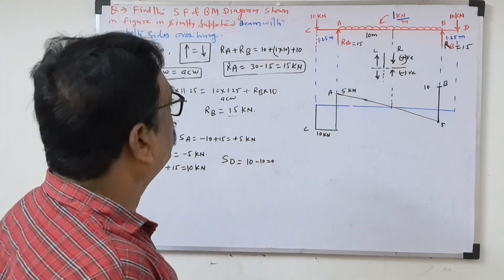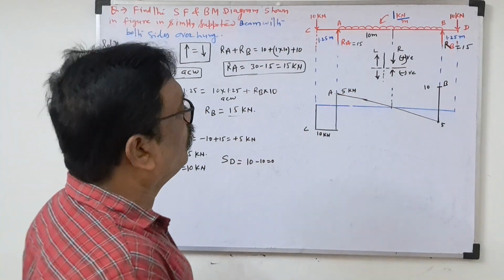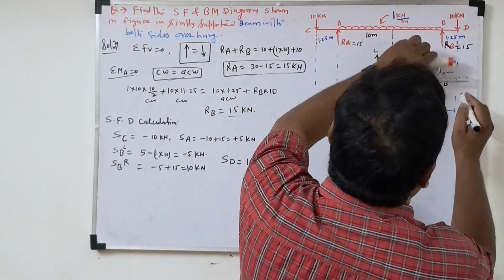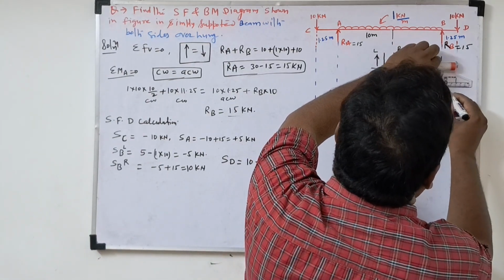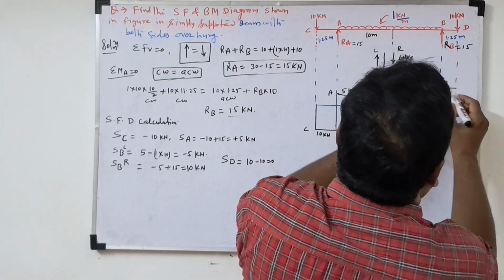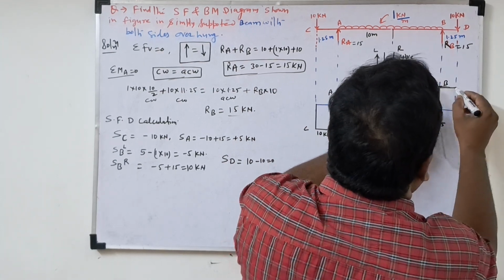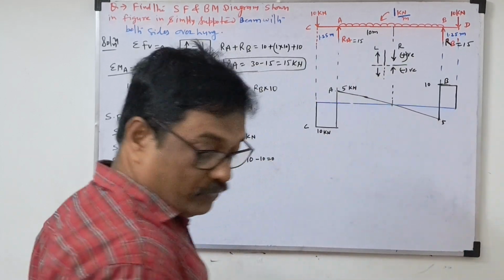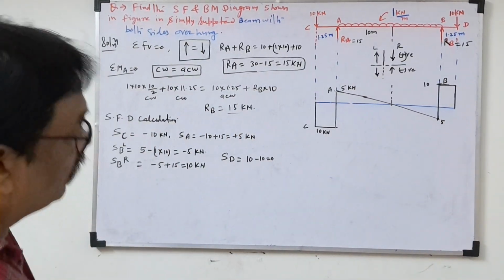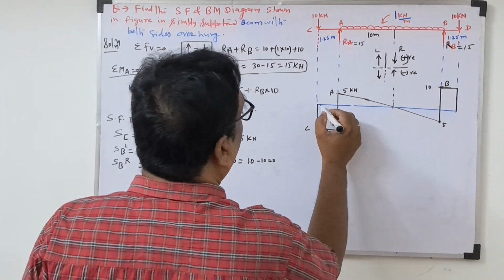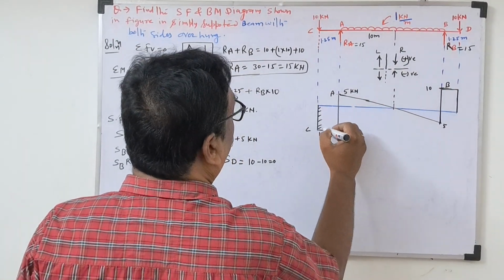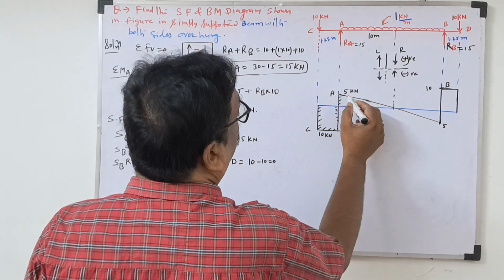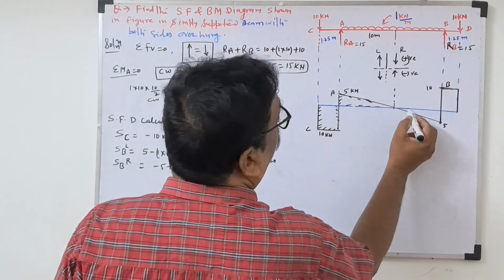Now the last one, what is there? SD will be 0. Because the point load is there, draw the horizontal line, and draw this, because SD will be 0. So this is the shear force diagram. This is the shear force diagram for us. Okay, so draw this line now. This is where our shear force diagram will be.